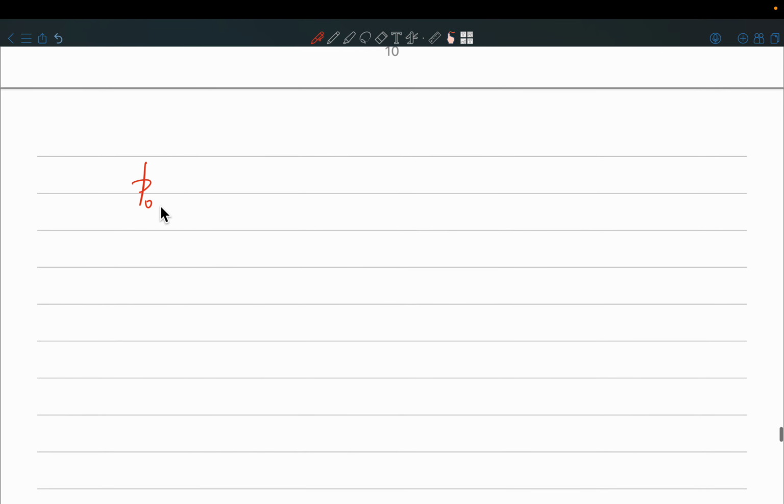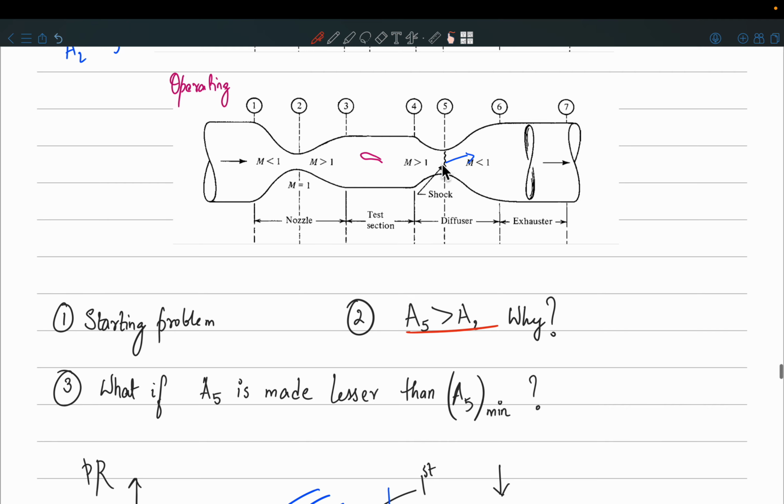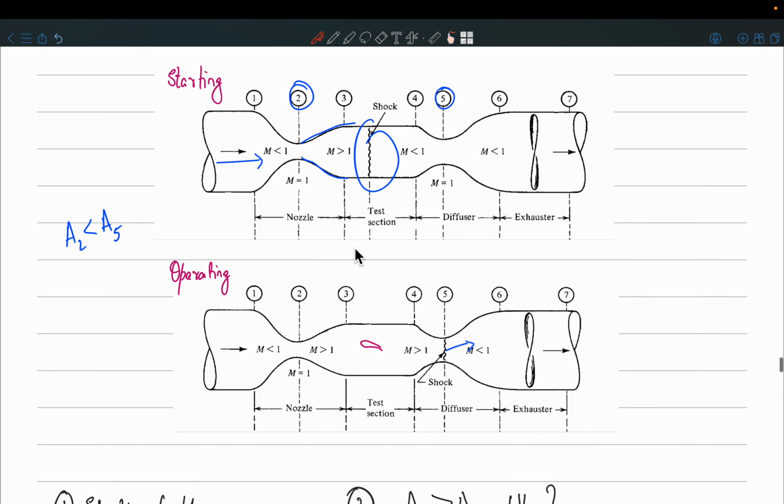So we can write that. Let me say P0 5 A5 star. Can we write this, by the way? So let us go back to the diagram. In this diagram, we can even start with the starting situation. The shock is over here, right? So I can always relate any of these test sections, any of these sections 4, 5, 6. They are all going to have the same stagnation pressure and same A star. Do you agree? And similarly 3, 2, 1 will have the same P naught and A star.